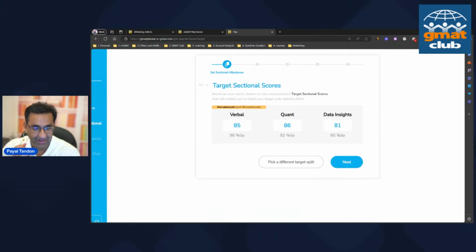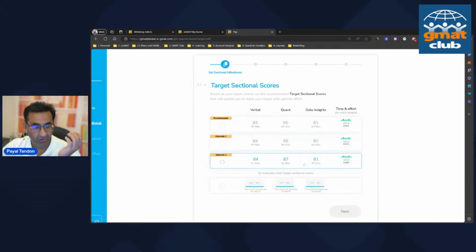So let's see what it recommends. It says, hey, you should aim for a 96th percentile in verbal, a 90th percentile in DI, and a 92nd percentile in quant. So you could go with this. This is a really good recommendation, or you could move to another recommendation.